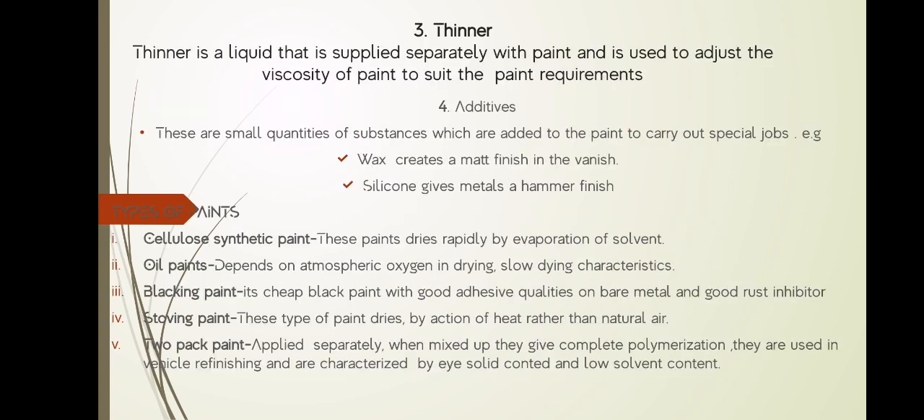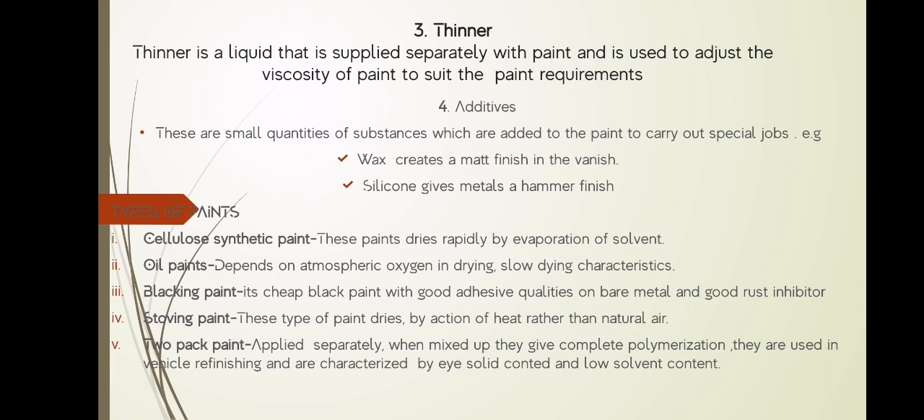Now the thinner. These are liquids that are supplied separately with the paint and are used to adjust the viscosity of the paint to suit the paint requirements. We have additives. These are small quantities of substances which are added to the paint to carry out special jobs, e.g. wax creates a matte finish in the varnish. Silicone gives metal a hammer finish.